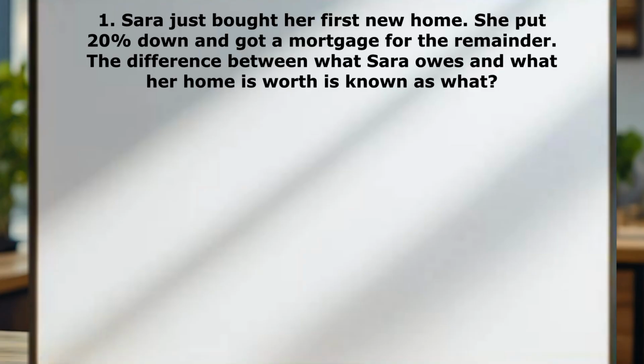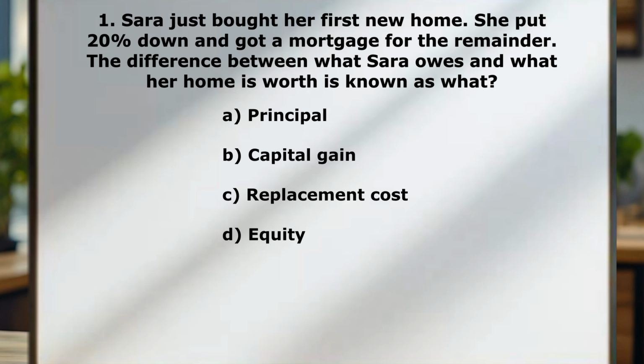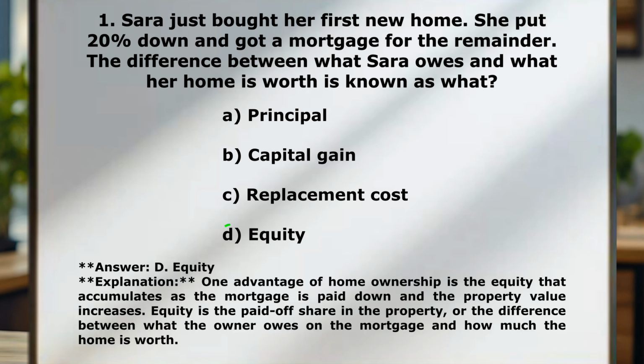Question number 1. Sarah just bought her first new home. Congrats, Sarah. Huge accomplishment. She put 20% down and got a mortgage for the remainder. The difference between what Sarah owes and what her home is worth is known as what? A. Principal. B. Capital gain. C. Replacement cost. D. Equity. The answer is D. Equity. So equity is basically just the difference between the value of your property and the remaining loan amount.